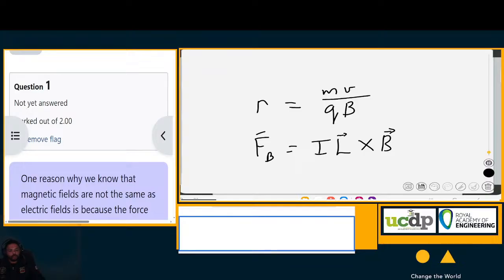And the last thing, the force on a particle inside a magnetic field. The magnetic force is equal to the charge of the particle multiplied by its velocity crossed with the magnetic field: F = q v × B. These three formulas are the most important for magnetic fields that you need to know.